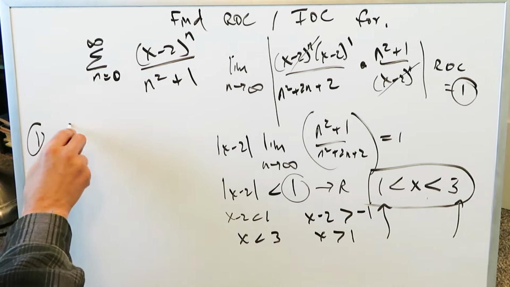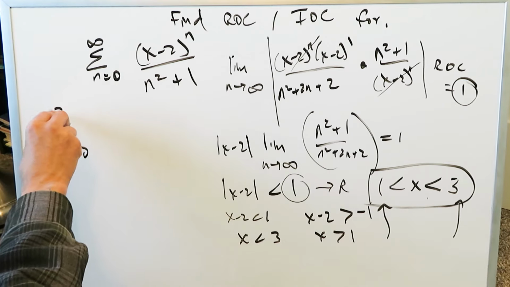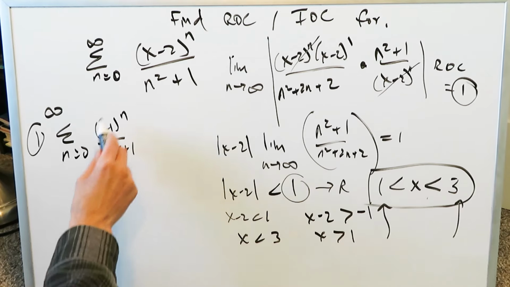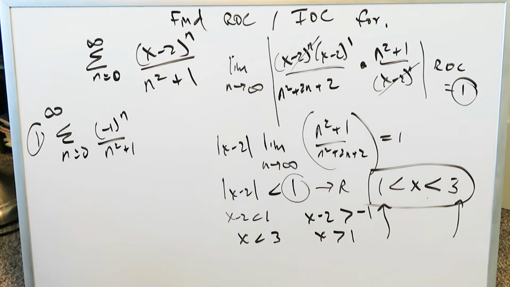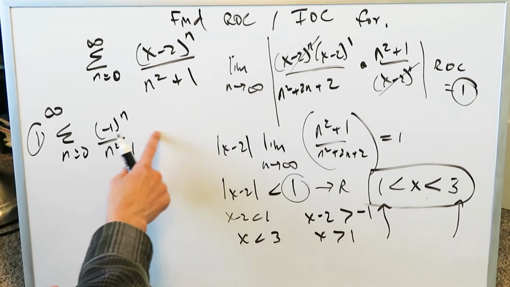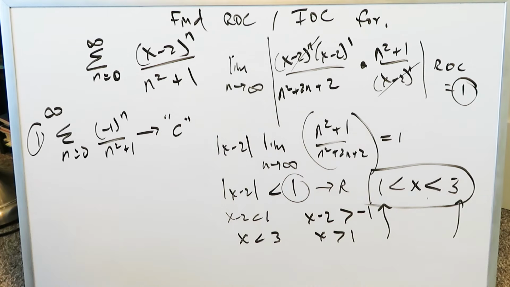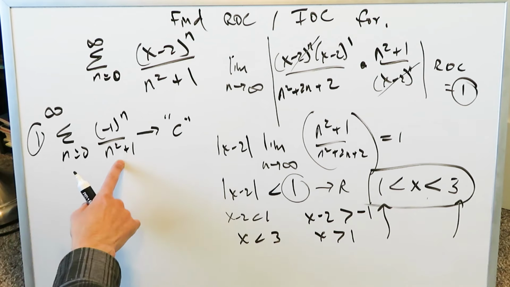When you put 1 into your series, you have n equal to 0 up to infinity, (-1)^n divided by n squared plus 1. You can evaluate this out. You don't have to, but if you think about it, you'll have an alternating series develop. It will be convergent by means of the alternating series test. It will also be convergent by means of the p series test.